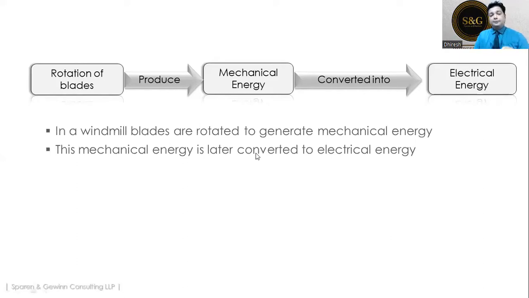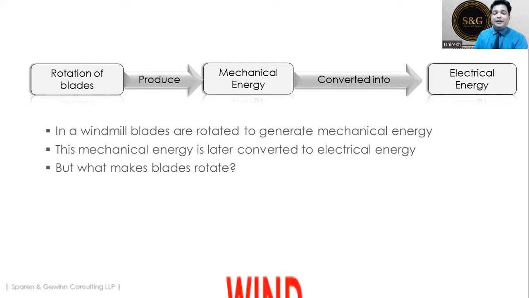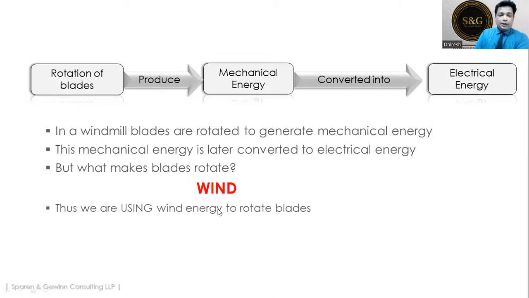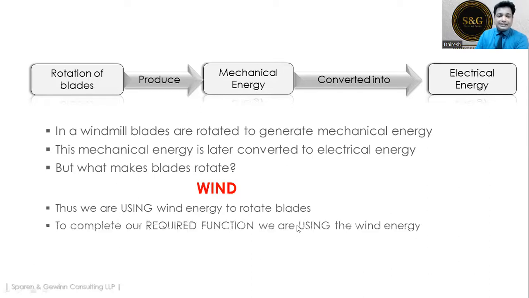Now, in a windmill, blades are rotated to generate mechanical energy. This mechanical energy is later converted to electrical energy. But what makes the blade rotate? That's the question. The blades are rotated by the wind. Because of wind only, the blades rotate. That's what we call a windmill. So wind becomes the main resource here. Thus we are using wind energy to rotate the blades, to complete the required function. So this function is completed only with this resource called wind.